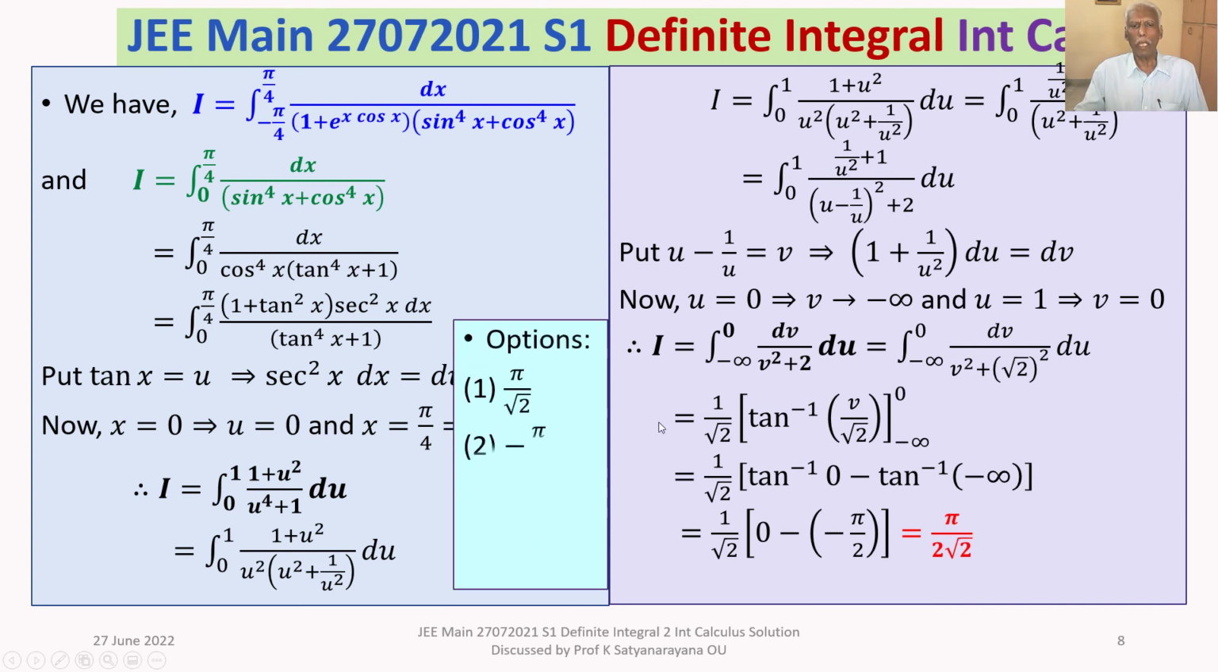And let's look at the options. Our answer pi by 2 root 2 appears against option 4. Therefore, our answer is option 4.